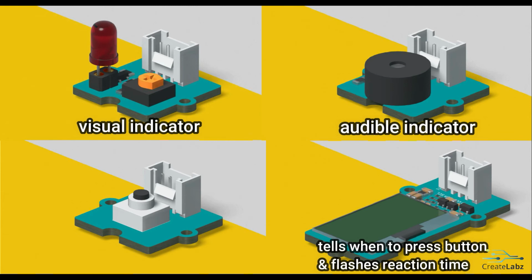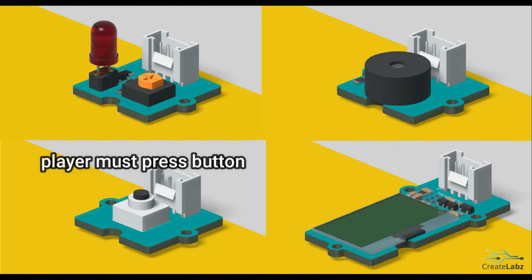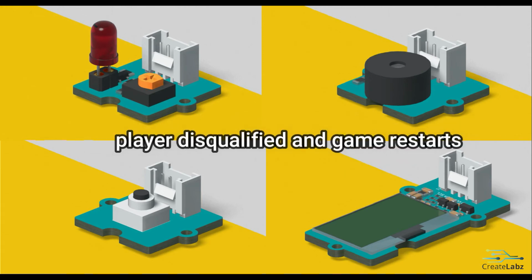The mechanics of this game is fairly simple. When the OLED displays go and the LED flashes along with the buzzer, the player must press the button. However, if the player pressed the button before the indicators were set off, then it will disqualify the player and the code runs again. So let's get started in making the game.